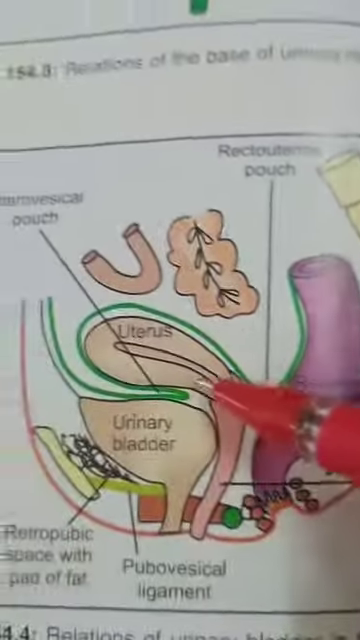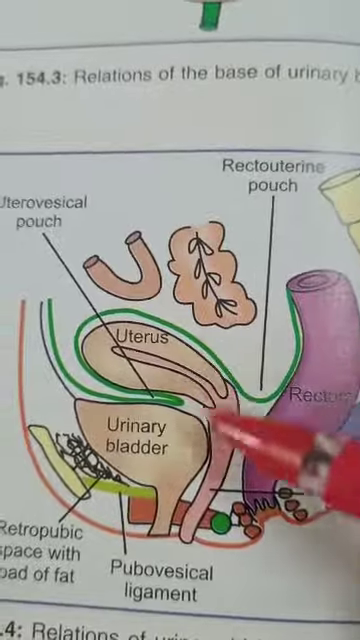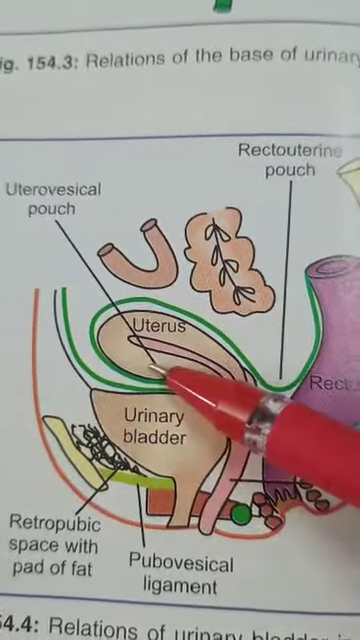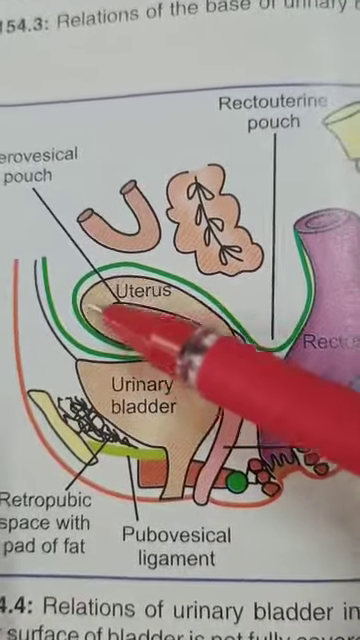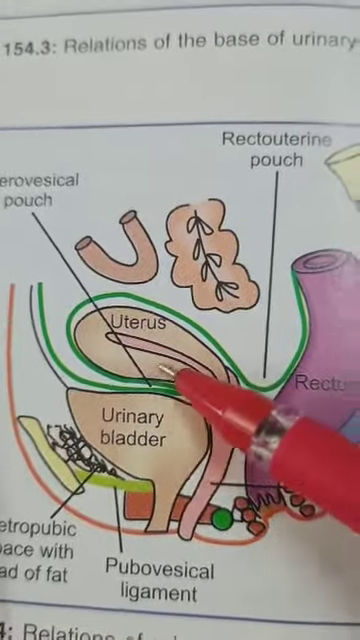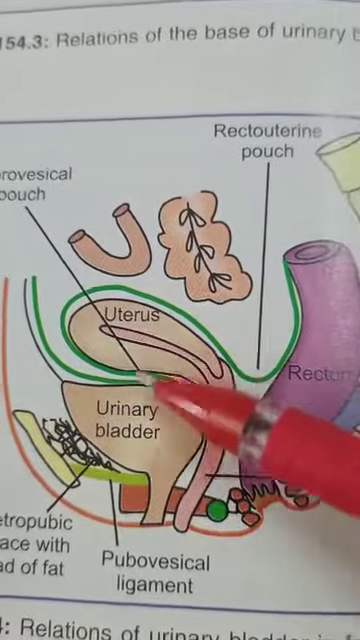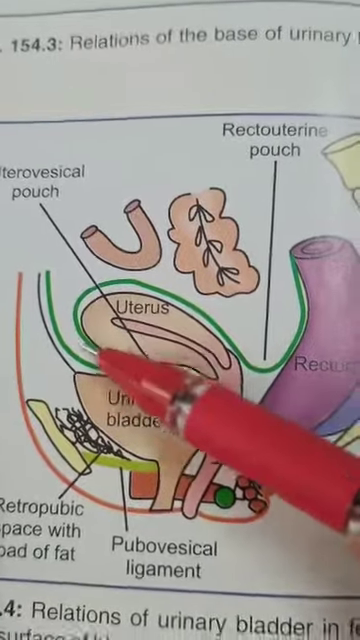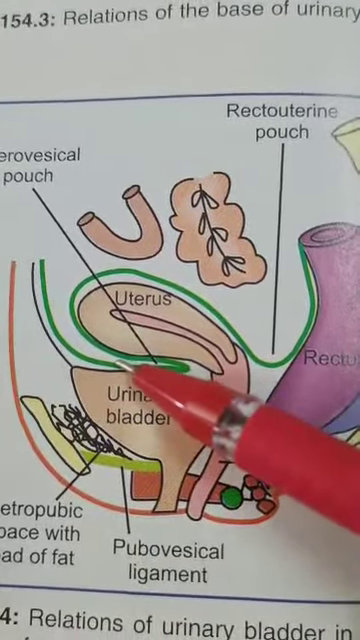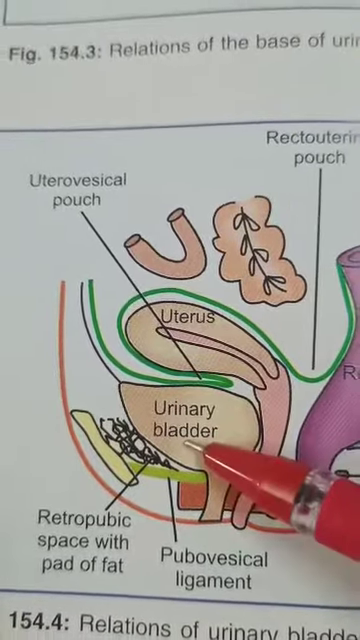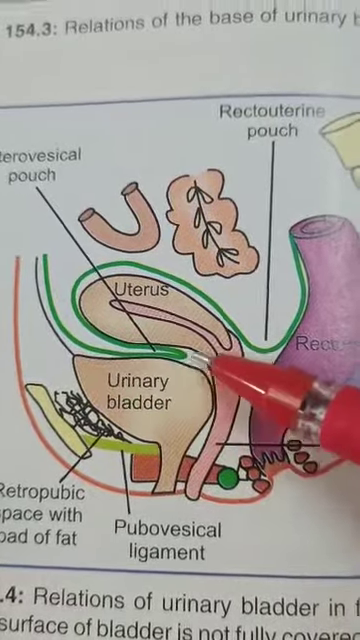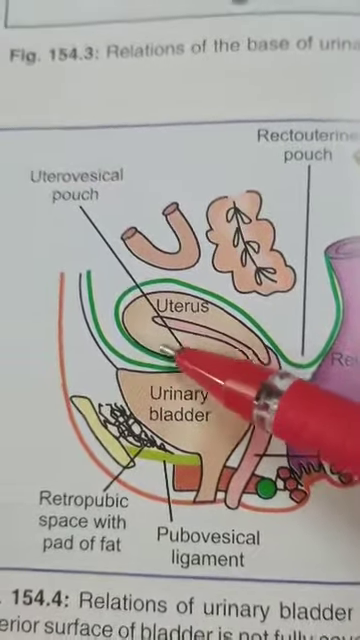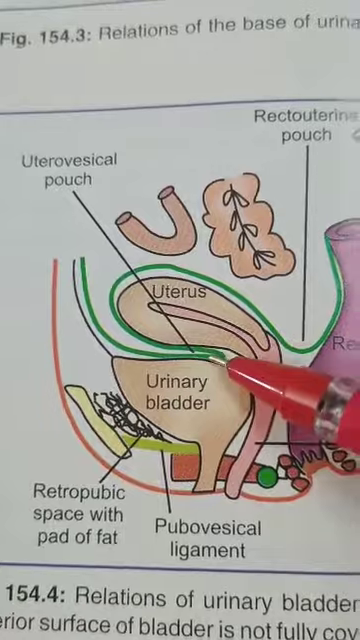And in case of females, this is the female sagittal section. Here we can see the urinary bladder is related to the uterus also. So the uterus can be seen just above the urinary bladder, and the uterus is separated from the urinary bladder by a pouch known as the uterovesical pouch. The superior surface is separated from the uterus by the uterovesical pouch. This is the uterovesical pouch.